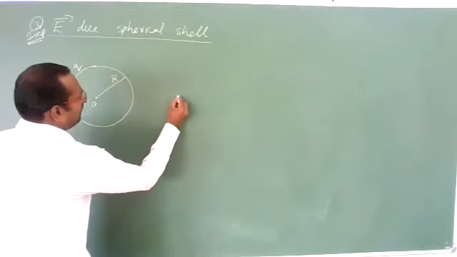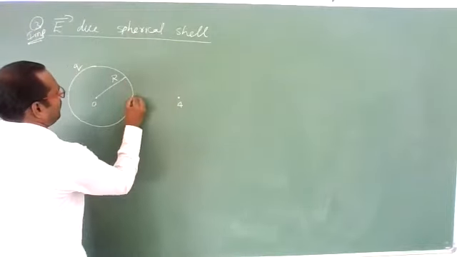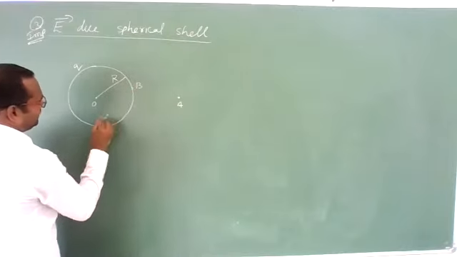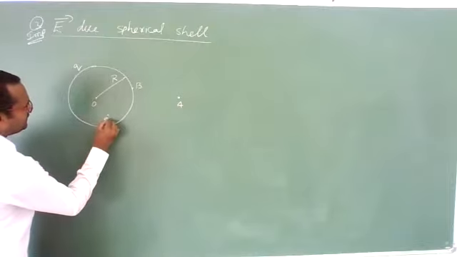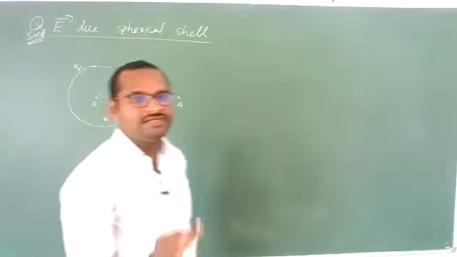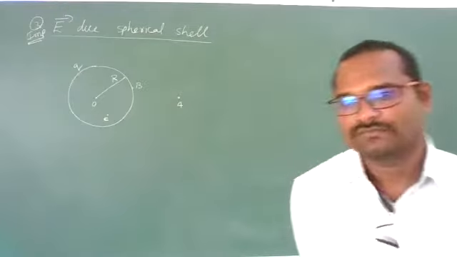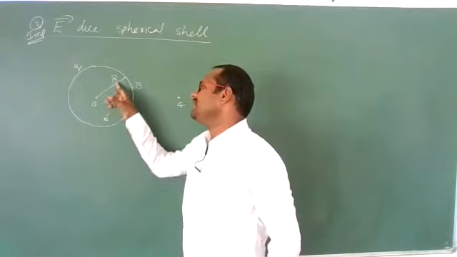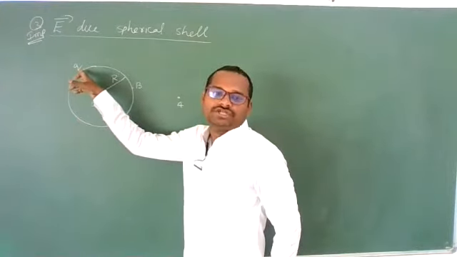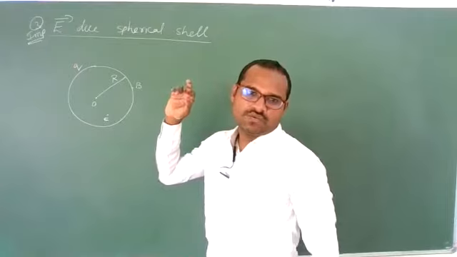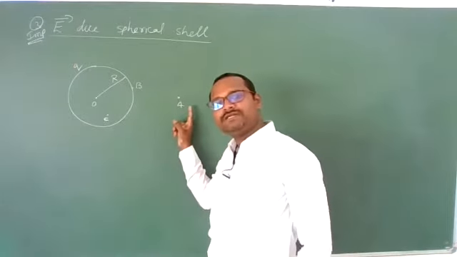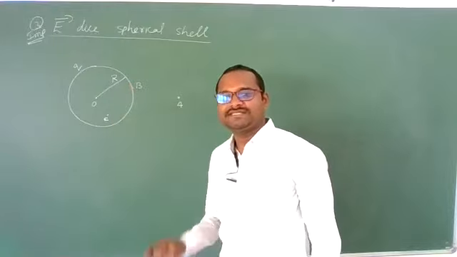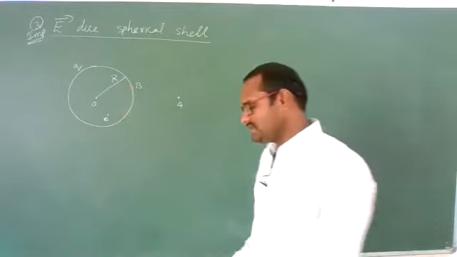Now, 3 points let us consider: point A, point B, and point C. At these 3 points, we want the electric field due to this spherical shell of radius R and having a charge Q on its surface. What is the electric field at point A, the outside point, at point B, on the surface, at point C, inside the spherical shell? At these 3 points, what will be the electric field? This is what we want.